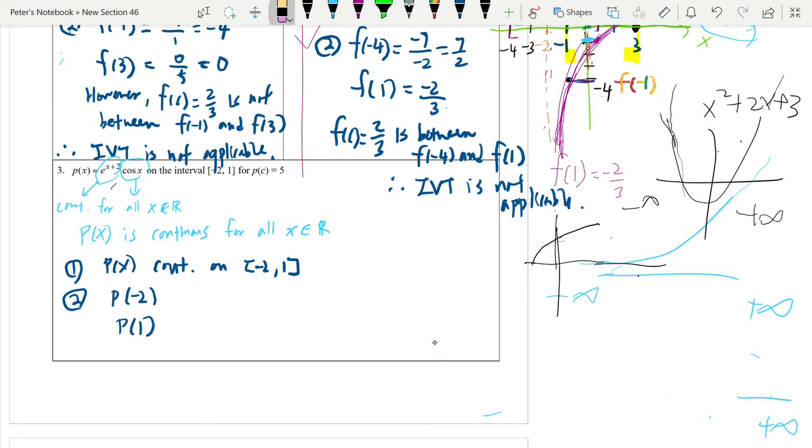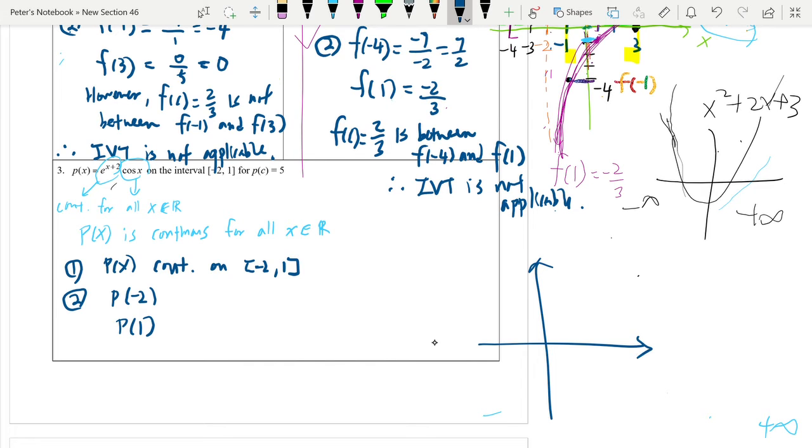Graphically speaking, of course, you don't always have to draw this graph. I'm just drawing it to give you some context. There's negative 2 and then 1 there, because visually we can see it too. So P of negative 2, what does that give us? That'll be e to the negative 2 plus 2 times cosine of negative 2. E to the negative 2 plus 2 is e to the 0 power times cosine of negative 2. And e to the 0 is 1, so you get cosine of negative 2.